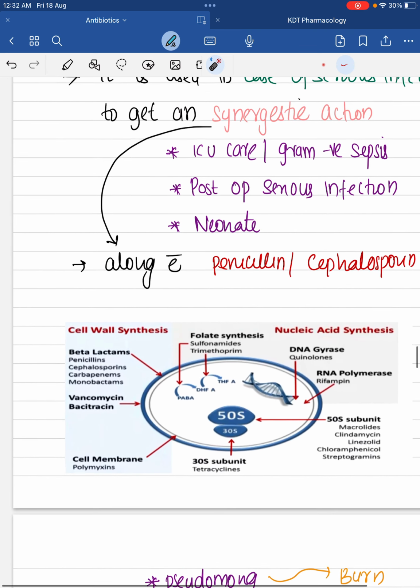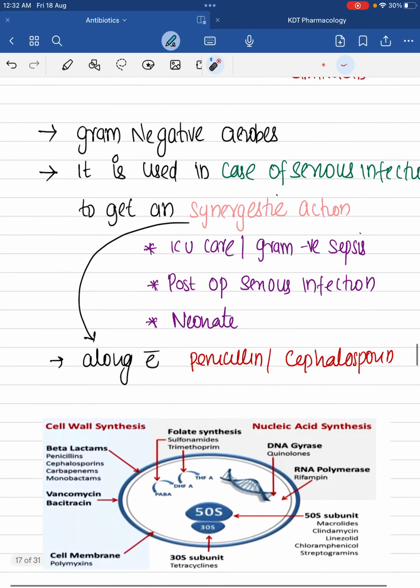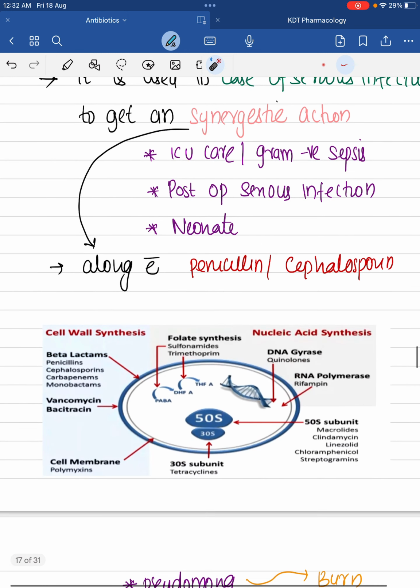Why? Because penicillin and cephalosporins act on the cell wall, but aminoglycosides act on the 30S subunit of the 50S protein complex, that means they act intracellularly. So when penicillin and cephalosporin, the beta lactams, act on the cell wall, it will not be formed properly. So our aminoglycosides can go inside and act on this target properly.